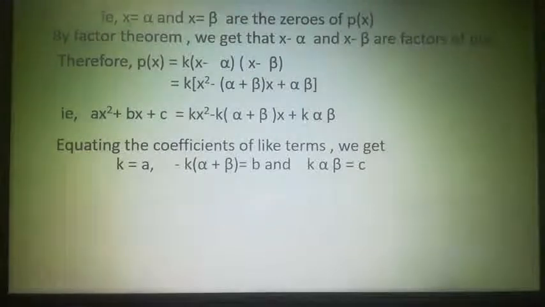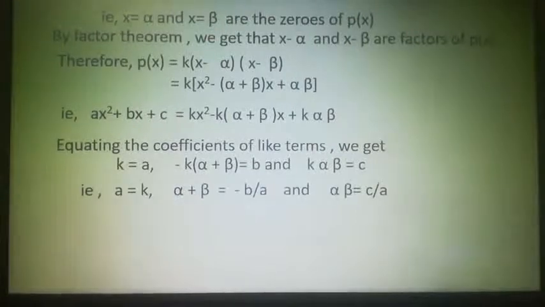And thirdly, k into alpha beta should be equal to the constant term c. So k alpha beta is equal to c. So we get these three by equating the coefficients of like terms. Now a is equal to k. Then from the second, alpha plus beta is equal to minus b by k.